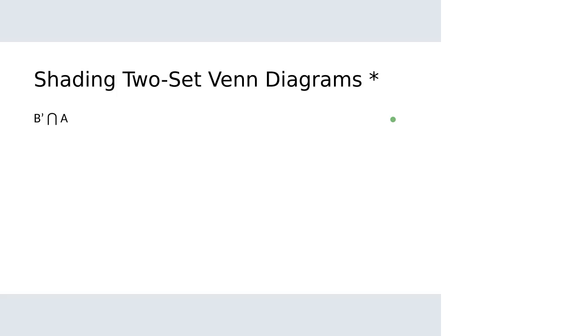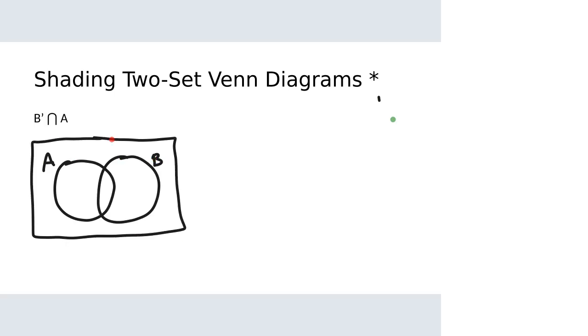So we're going to start out by drawing our Venn diagram here. I have set A and set B, my universal set out here. And then what I'm supposed to shade here is B complement intersect A. So I'm going to start by shading B complement. That's everything outside of B.